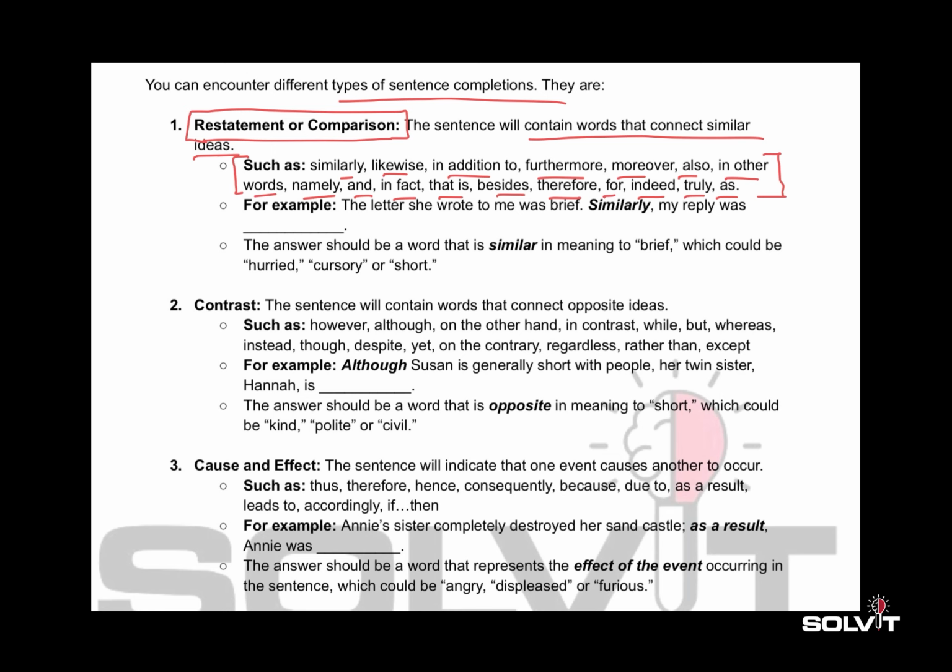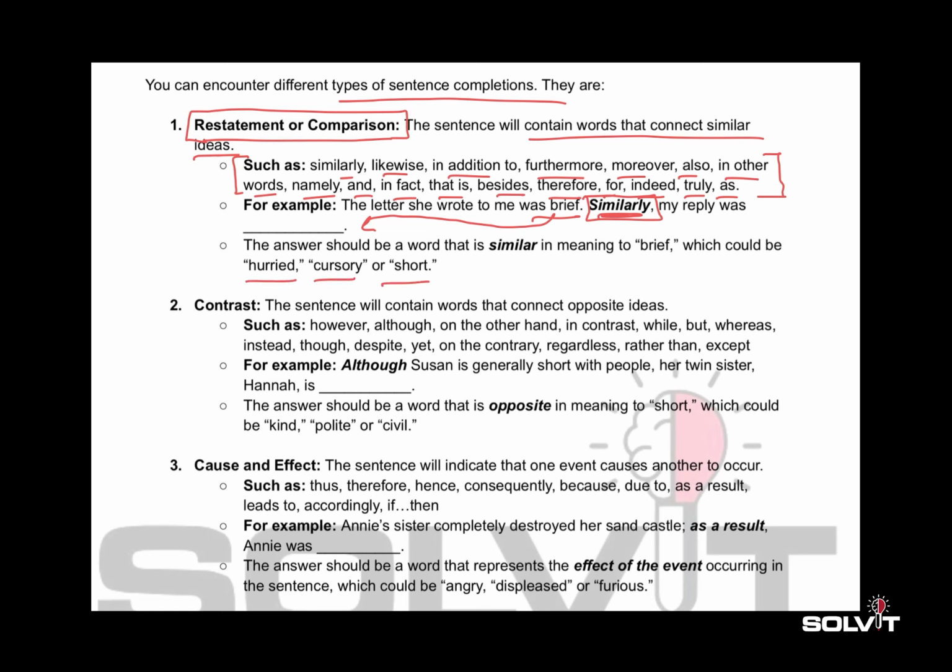Okay, so let's look at this example. The letter she wrote to me was brief. Similarly, my reply was dash. Now, because of this word similarly, what do you know about the blank? Even though you've been given no options over here, you know that the word that will fit in here will be similar to this word, which is brief, right? Why? Because of the word similarly. You know that this is a restatement. You know that this is a comparison of two similar ideas. The letter she wrote to me was brief. Similarly, my reply was, so it will be a synonym of brief, which can be short. See here are the synonyms: hurried, cursory, or short.